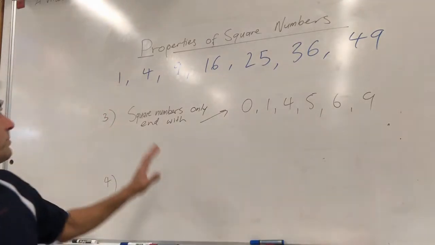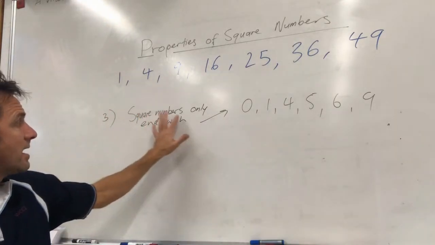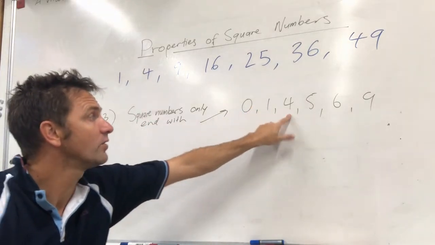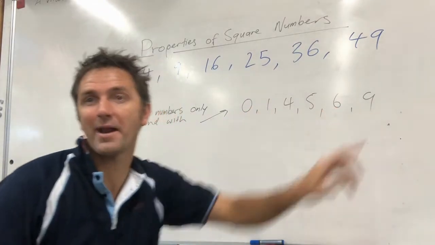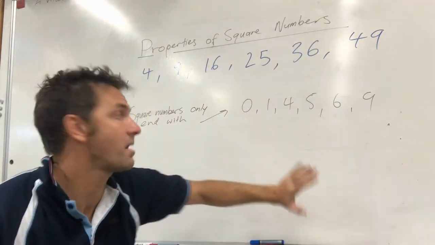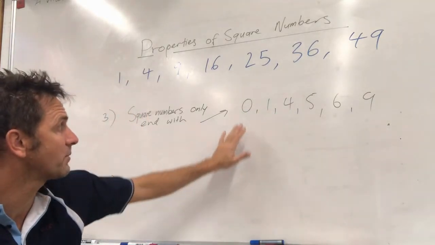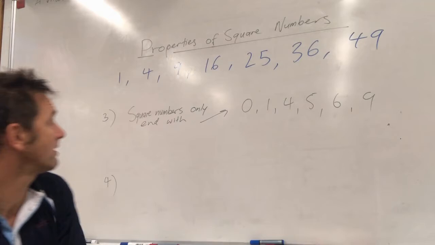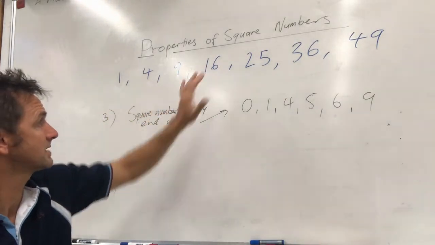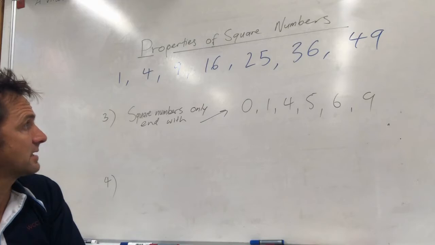Okay, our third property. Square numbers only end with 0, 1, 4, 5, 6 and 9. You'll never find a square number that ends with 7. You'll never find a square number that ends with 8. They will always only end with 0, 1, 4, 5, 6 and 9. Oh, that sort of does make sense, doesn't it? 1, 4, 9, 16. Right, that does make some sense.